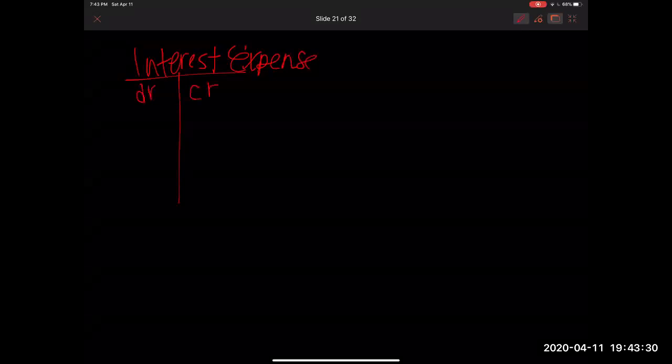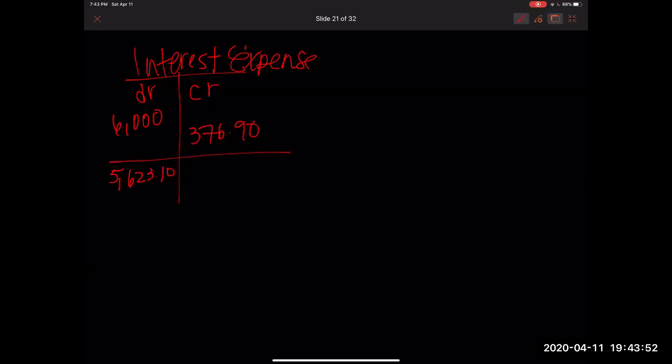Our debit was $6,000, and then we had a credit of $376.90, right? So the difference represents us trying to combine those journal entries. Once we do this calculation, it should come out to $5,623.10. Okay, so that's me trying to show you how to capture it together.